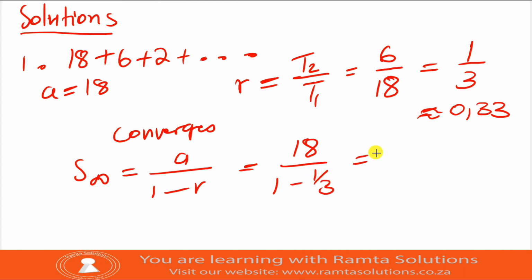Okay? Let's see. 18 over 1 minus 1 over 3. So the sum converges to 27. So sum to infinity is 27. Remember, I said it converges. Why? Because r is greater than -1 but less than 1. 0,33 is less than 1 and it is greater than -1. So it's what we're looking for.